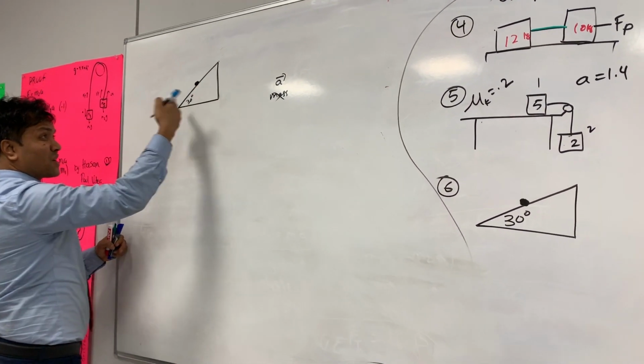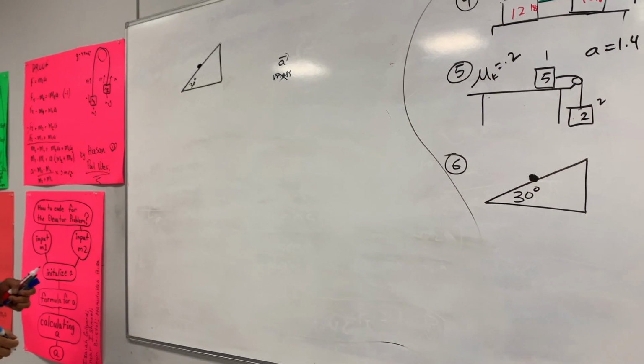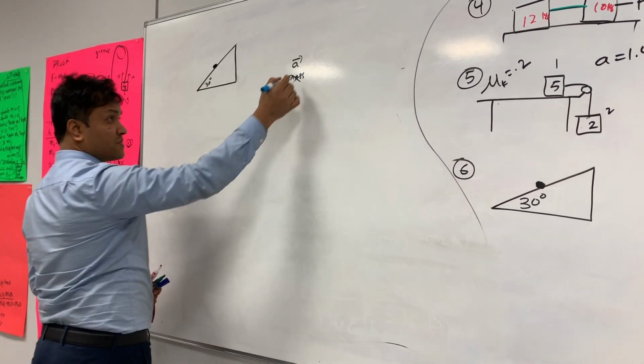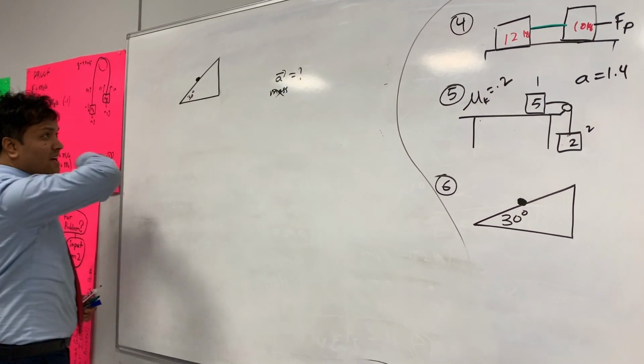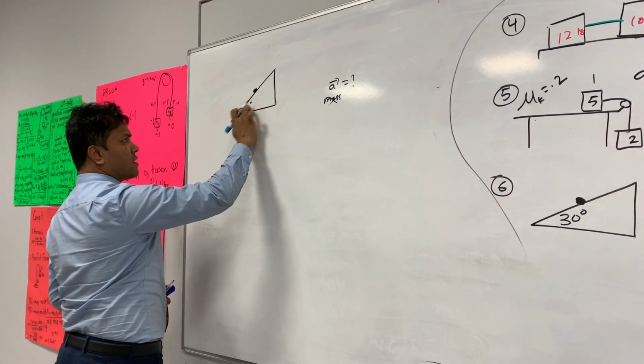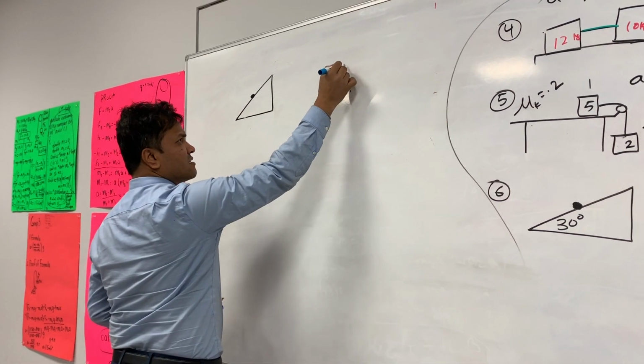Why am I putting the mass? Just to show you the free body diagram. You want to find the acceleration. That's what we want to find, because the box is sliding down. So let's first put it that way. The angle is 30 degrees. We know that.